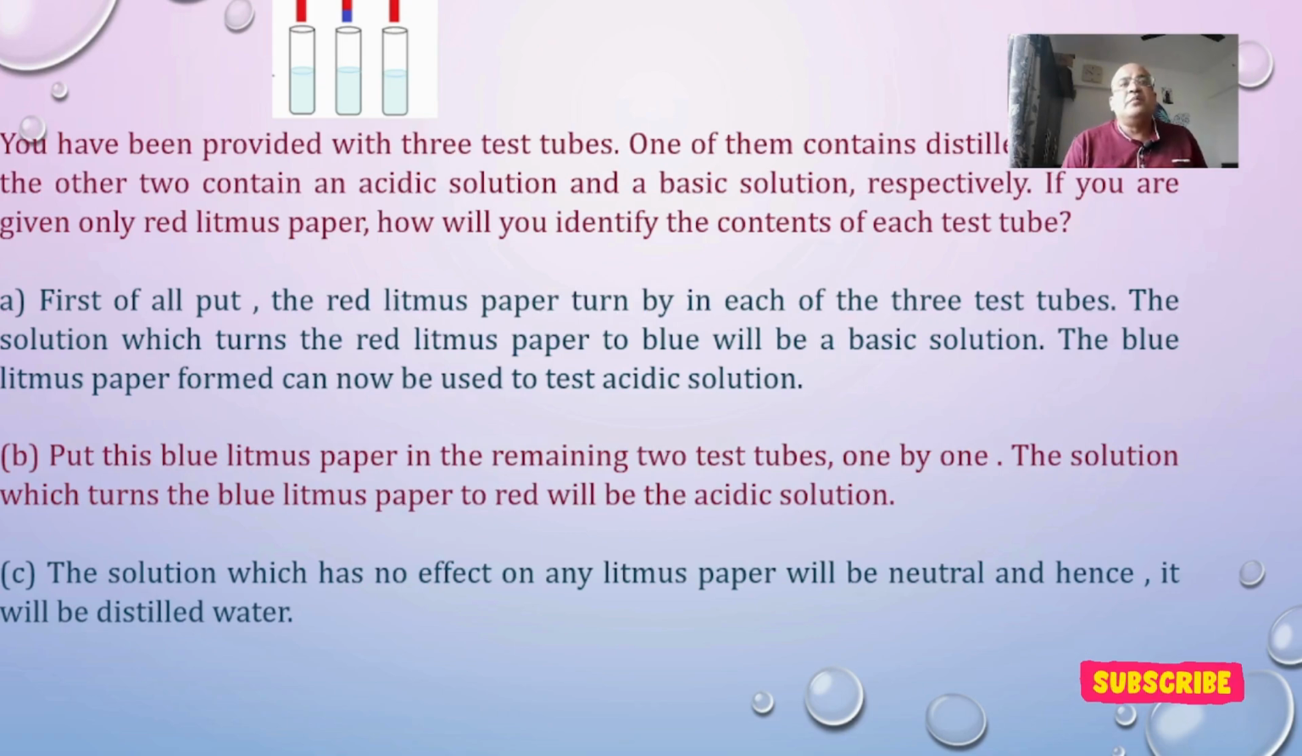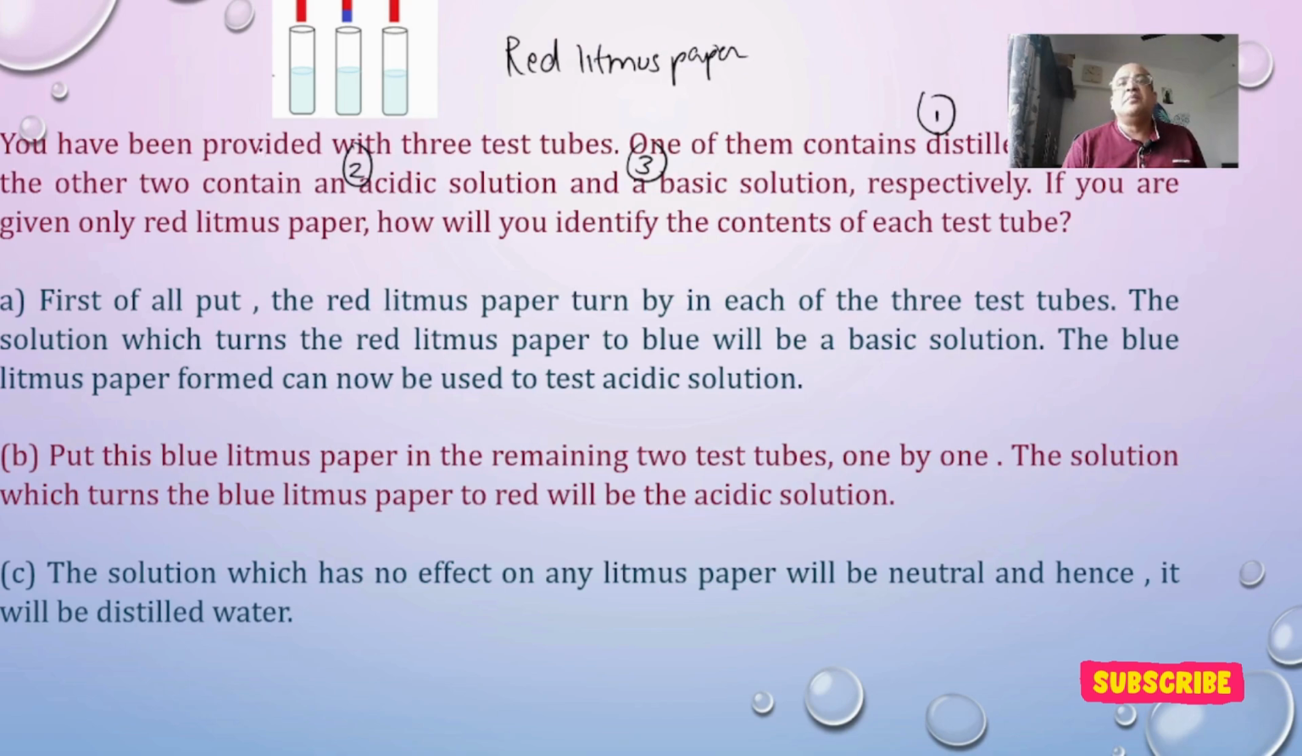Now, suppose we have been provided with 3 test tubes. One of them contains distilled water, and the other two contain an acidic solution and a basic solution. So we don't know which is which. The first is distilled water, another contains acidic solution, the third contains a basic solution. And what we have been provided with is a red litmus paper only.